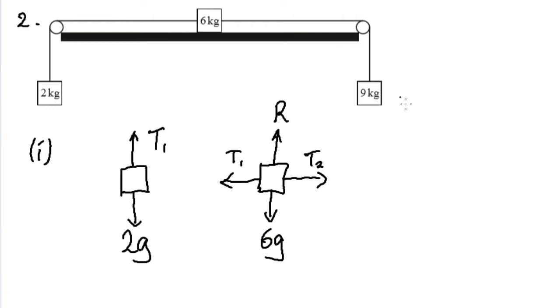Now move on to the last block, which is 9 kilograms. And once again we have a block denoted by a square, and similar to the first block, 2 kilograms, we have a force downwards, which is the weight, which again is 9g, and going upwards we have a tension T2, because it's the same string on a smooth pulley, and therefore it has to be T2 again. So that is part 1 done.